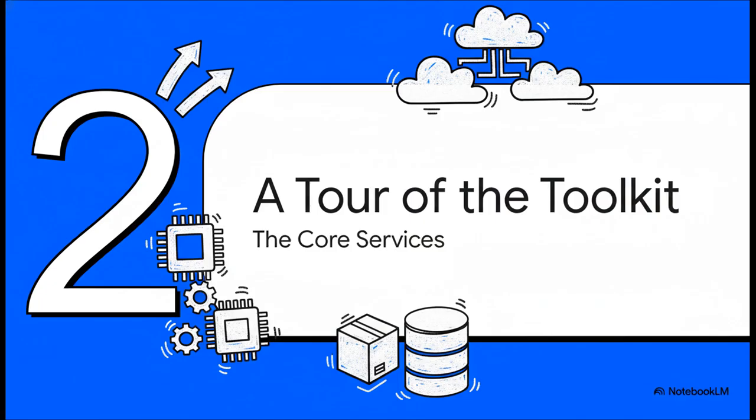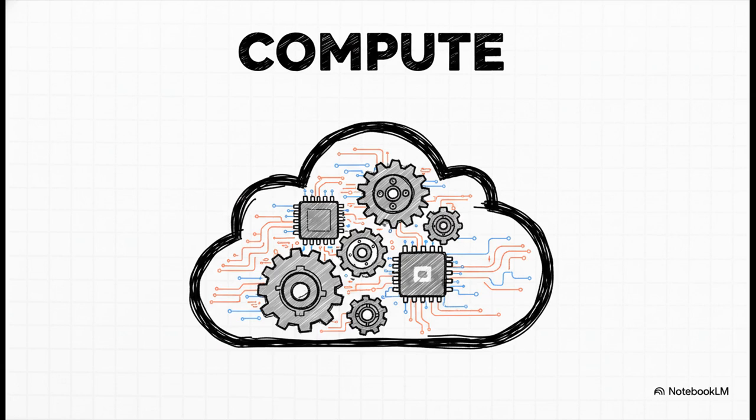So let's pop the hood and take a tour of the toolkit. Now, there are literally hundreds of services, but they all kind of fall into a few main categories. We're going to focus on the big ones. First up, compute. This is the engine room of the cloud. It's the raw processing power, the place where your code actually runs and your ideas come to life.